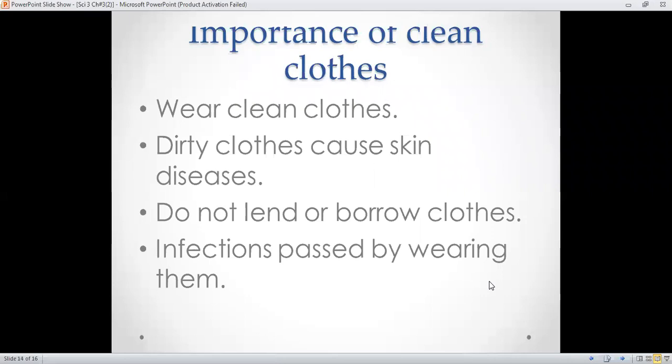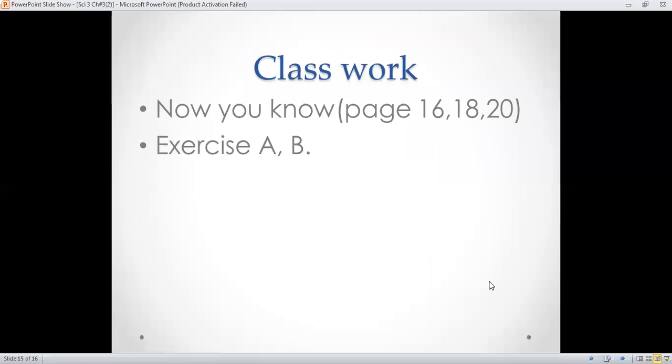So moving forward to your class work, again we are going to start. First take out the pencils in your hands. Those students who didn't understand the previous one and didn't complete it, open page number 16. Here is a warm up. So again I'm repeating it: unscramble the word.